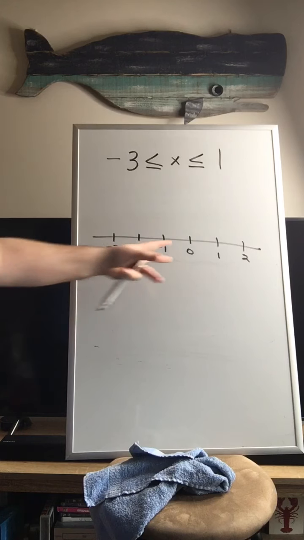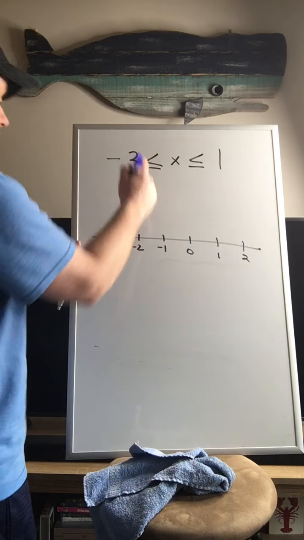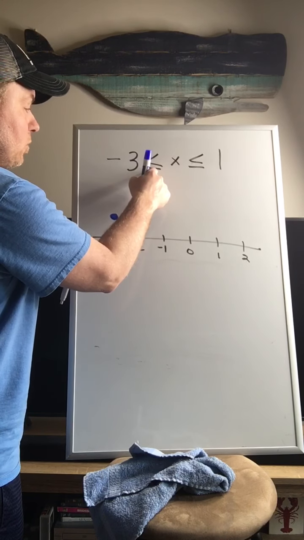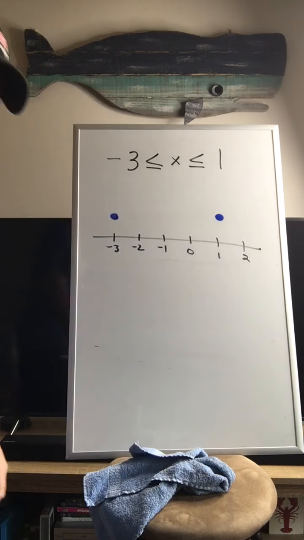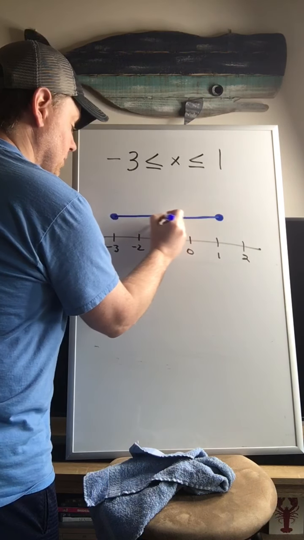So notice again, I did out my number line here. So we want the numbers between -3 and 1. So I put a dot on -3. It's a solid colored in dot because of that equals. I put a dot on 1. And I want the numbers in between. Boom.